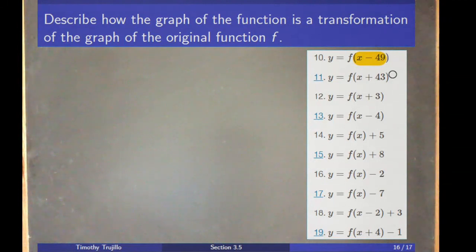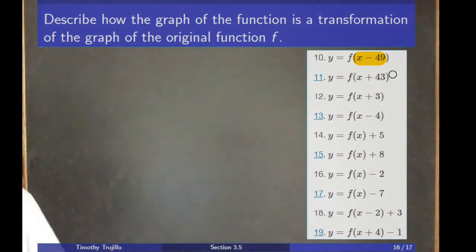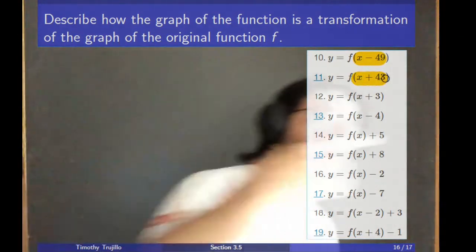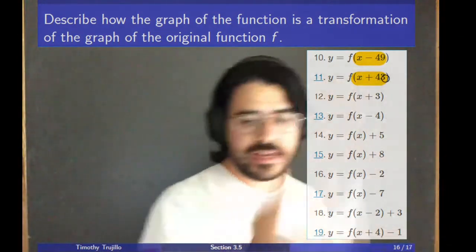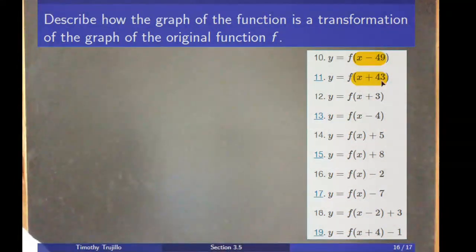Okay, so we're subtracting 49, so it's going to the right. Okay, subtracting 49, and it's 49 units. What about the next one? Left, 43 units, right? Because we're adding 43. These are all on the inside of the function, right? The inside of those parentheses. What about this one? Okay, left 3, and this one? Right 4.